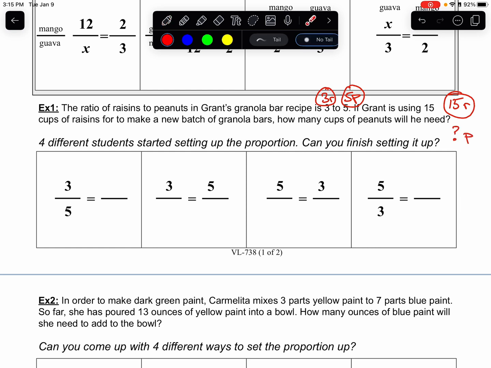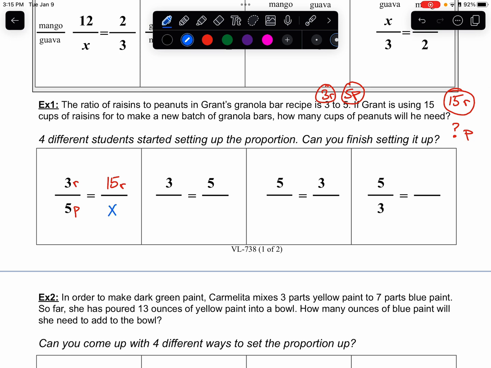It says 4 different students started setting up the proportion. Can you finish setting it up? So this is 3 and 5. 3 refers to the raisins. 5 refers to the peanuts. And it's saying that he uses 15 raisins. So would that go on top or on bottom? Well, it should go on top because you put the raisins on top. So 15 raisins. How many peanuts? Let's use the X right there. That's going to be our variable. So X peanuts.